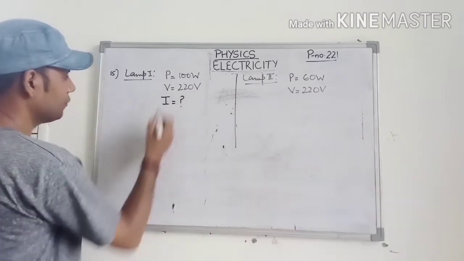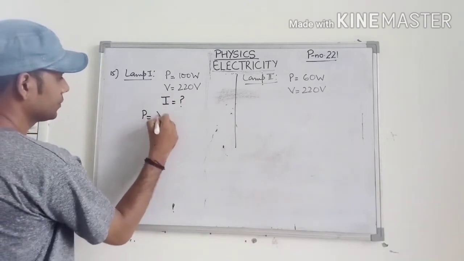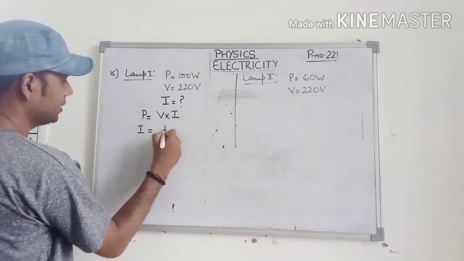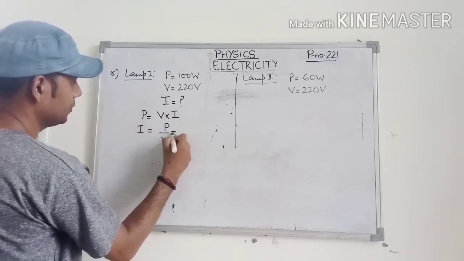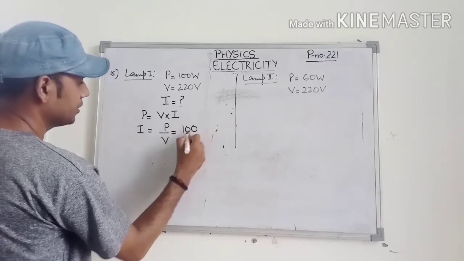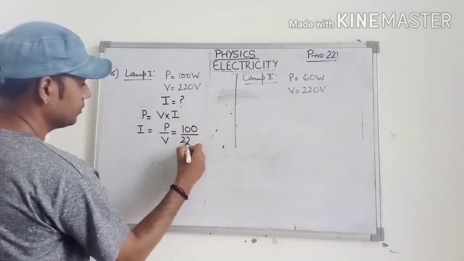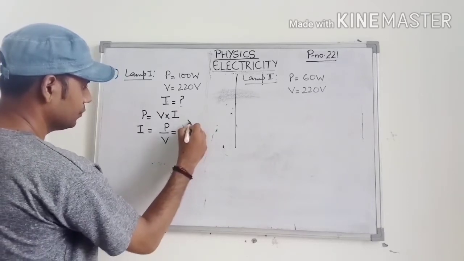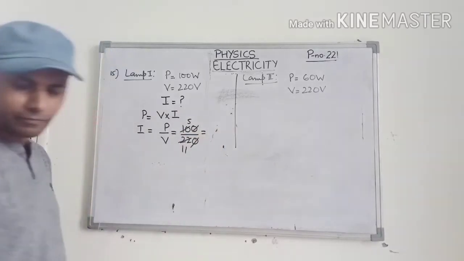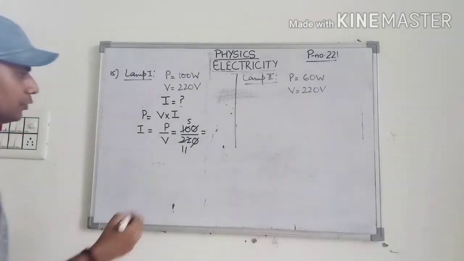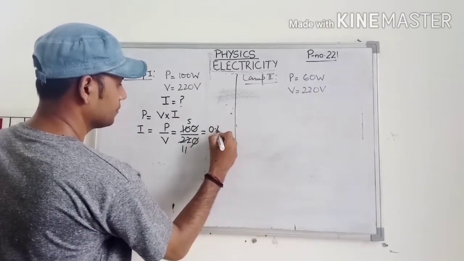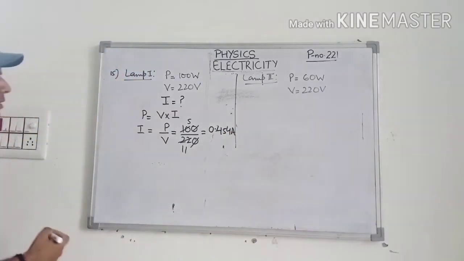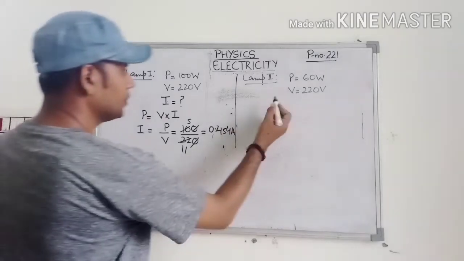What is the formula of power? It is V into I, or we can write I is equal to P upon V. P is 100 and voltage is 220. Zeros cancel. 2 11s are 22, 2 5s are 10. Dividing 5 by 11, you will get 0.454 amperes. Clear?